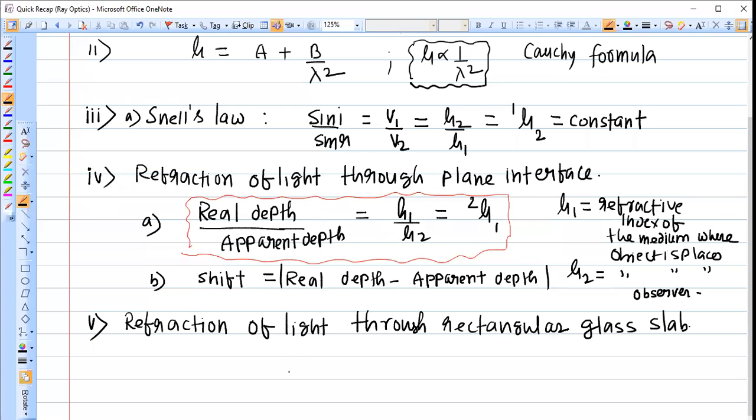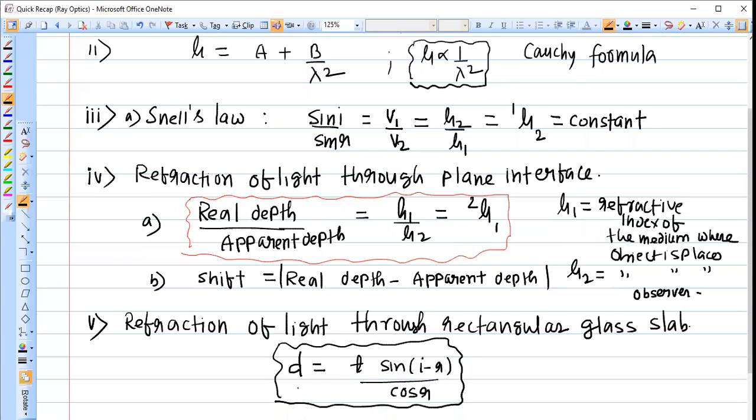If the lateral shift is denoted by d, we have calculated it is equal to t into sine of (i minus r) divided by cos r. This formula we have derived. And the factors on which the lateral shift depends, we have already seen. Lateral shift depends upon the thickness of the glass slab, obviously the angle of incidence, the refractive index of the material of the glass, and obviously the color of the light used. All these things I have explained. So this is the expression of lateral shift.